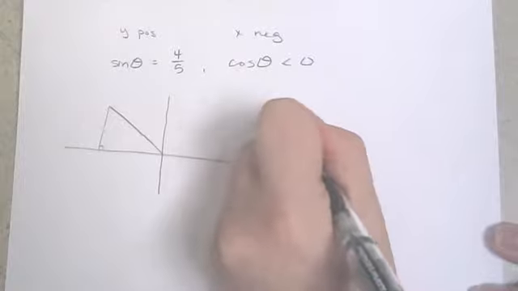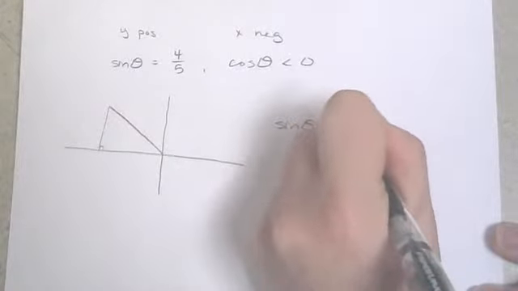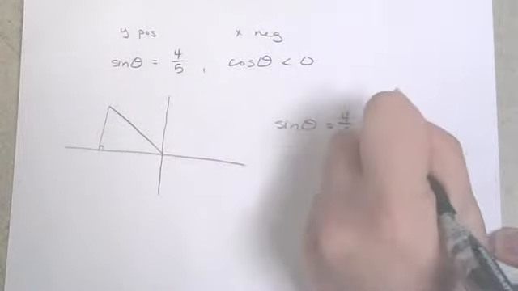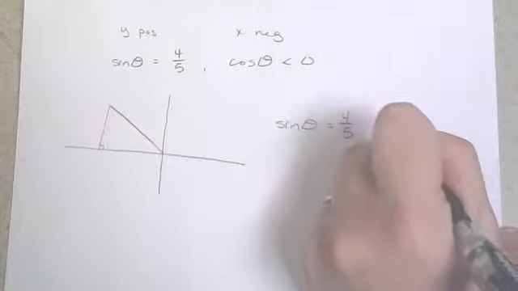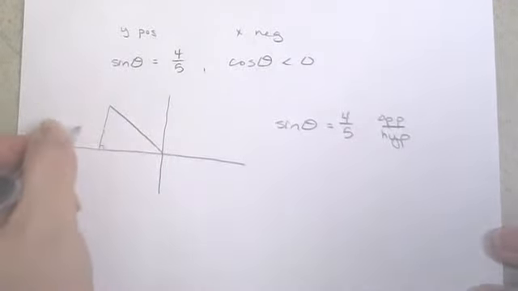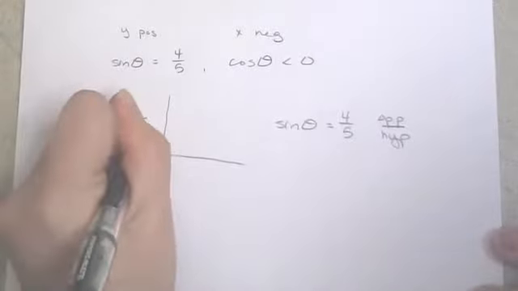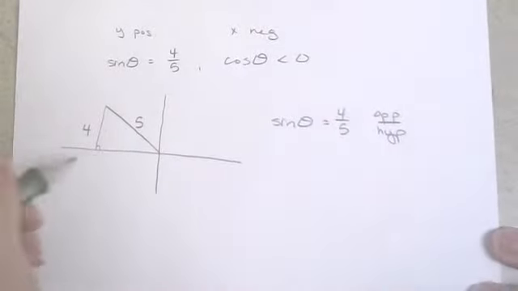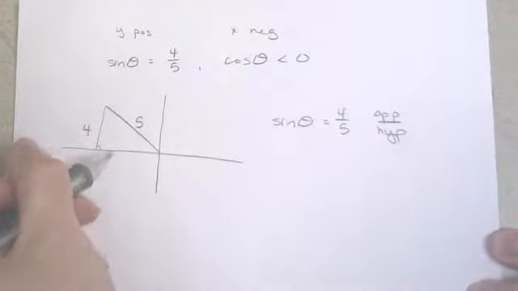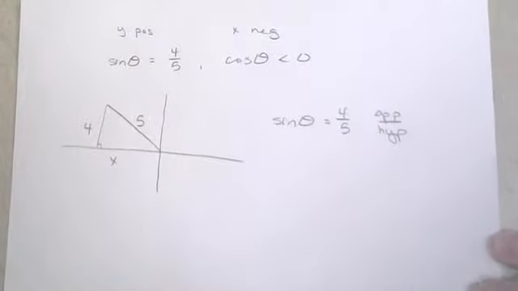Now I'm given sine of theta equals 4/5, and remember from section 6.2 that sine of theta is opposite over hypotenuse. So on my triangle, I can label the opposite side 4 and the hypotenuse 5. And once I know two sides of the triangle, I can use the Pythagorean theorem to find the third side. I'm going to call this x.